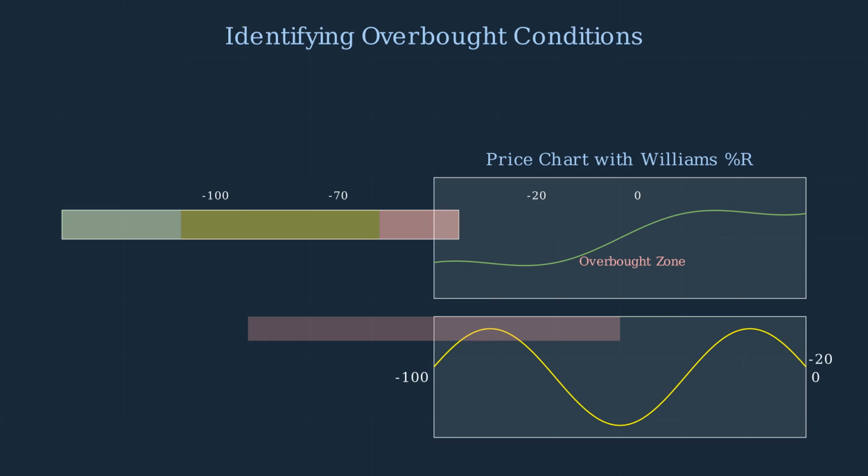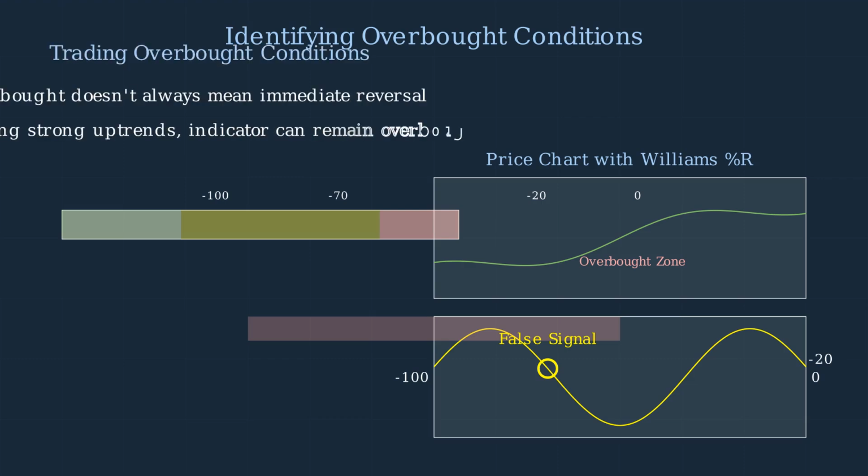It's important to understand that during strong uptrends, the Williams %R indicator can remain in overbought territory for extended periods. Rather than simply entering a trade when the overbought threshold is reached, traders often look for the indicator to cross back below negative 20 as a potential sell signal.